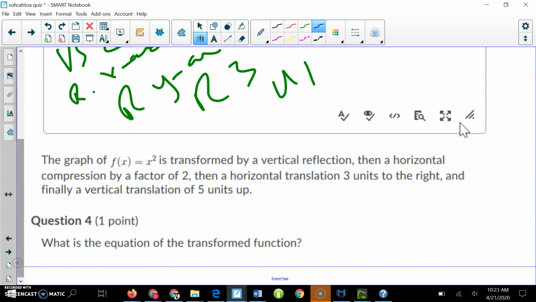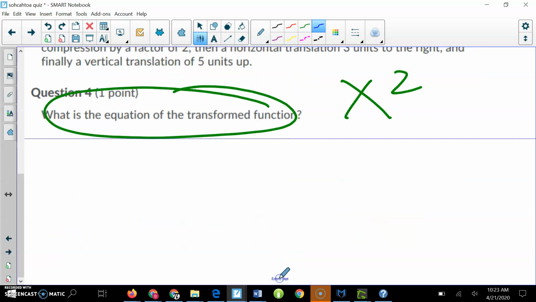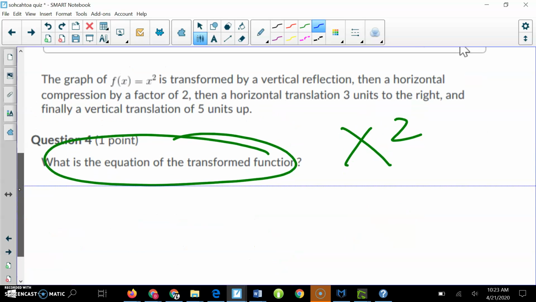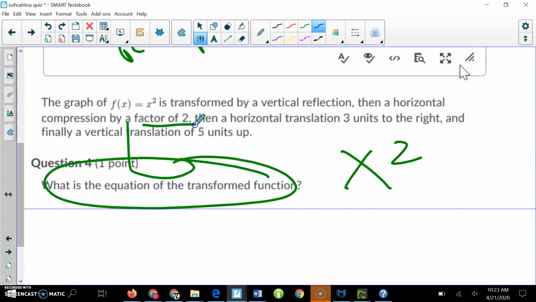Question 4, what's the equation of this transformation? We have x squared, and we're going to do a bunch of stuff to it and see how that turns out. Let's extend this page if I can. We have a horizontal compression of 2.